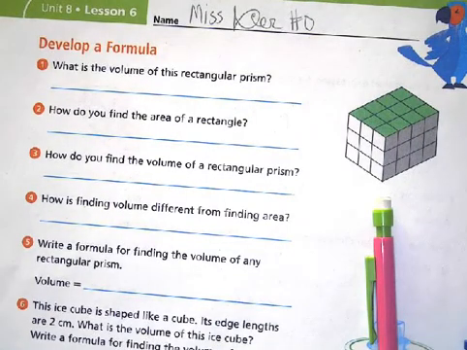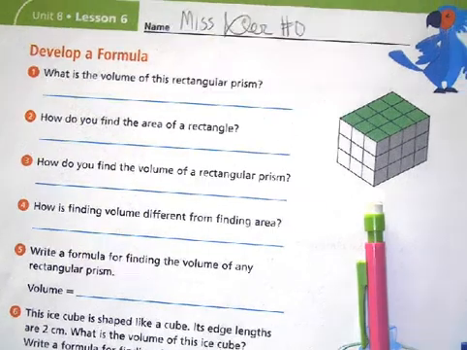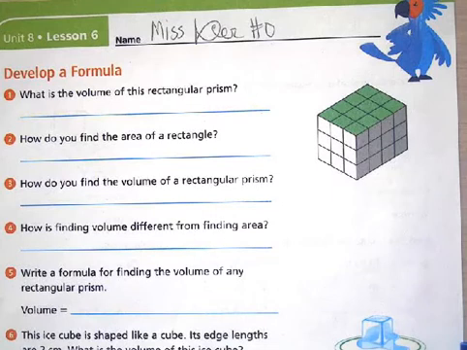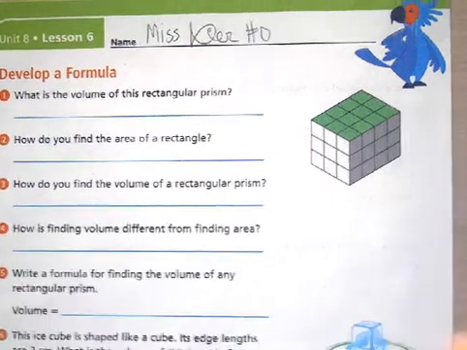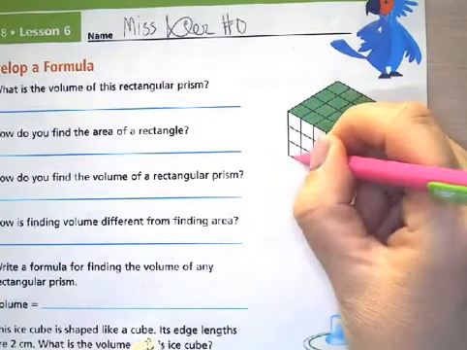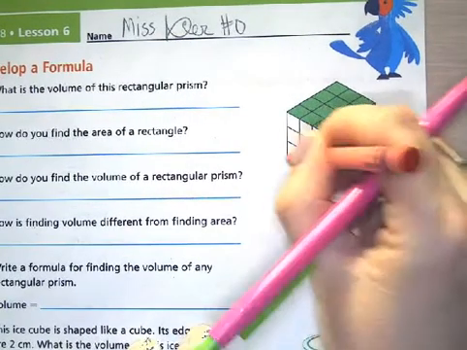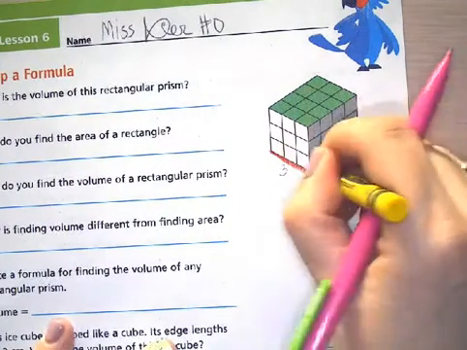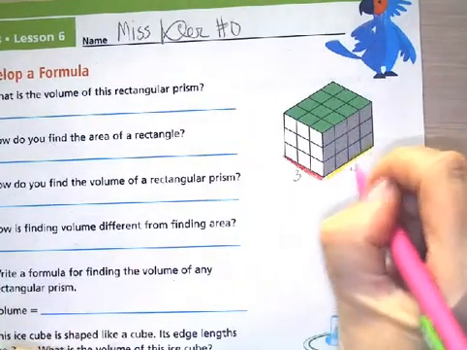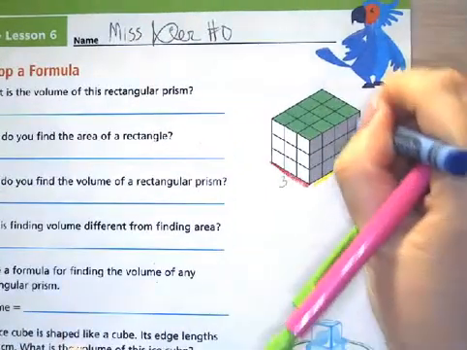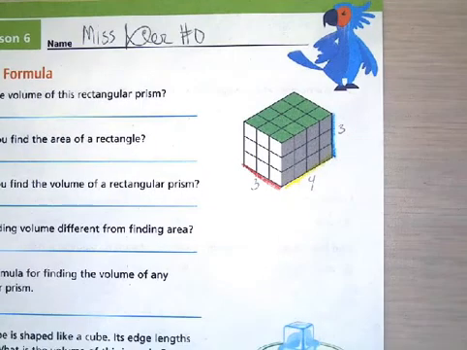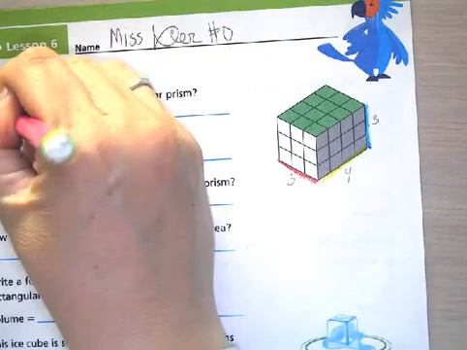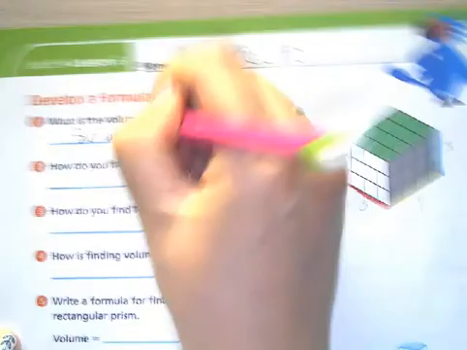Here we go to develop a formula. Unit 8, Lesson 6. What is the volume of this rectangular prism? Okay, well, we can just really quickly write our measurements, right? Let's use our red. How long is it? 3 units. How wide was it? 4 units. And how tall was it, or what's the height? 3 units. So what's 3 times 4 times 3? That's 12 times 3, 36. So the volume is 36 units cubed.